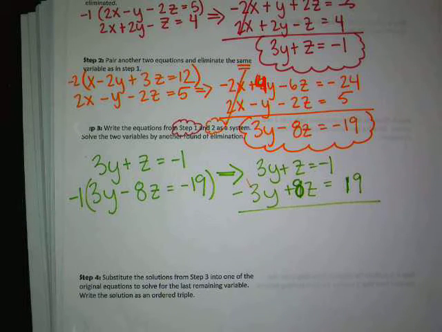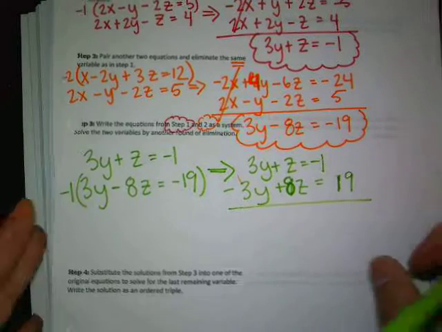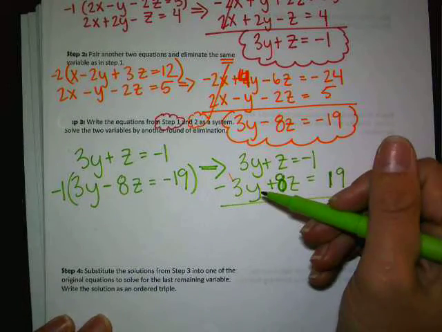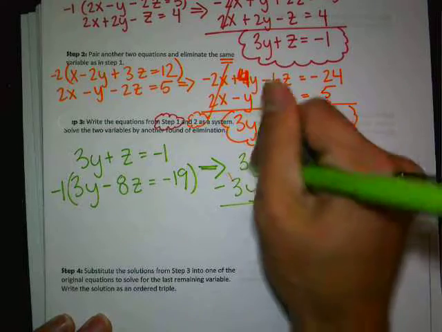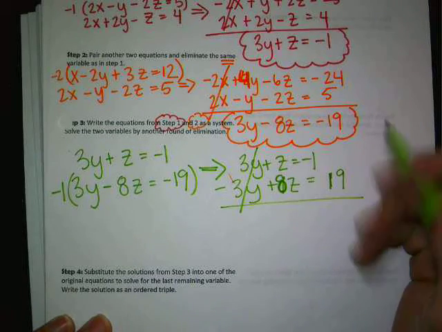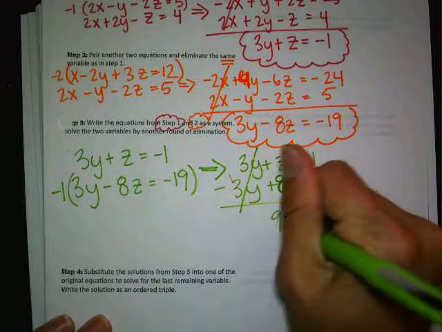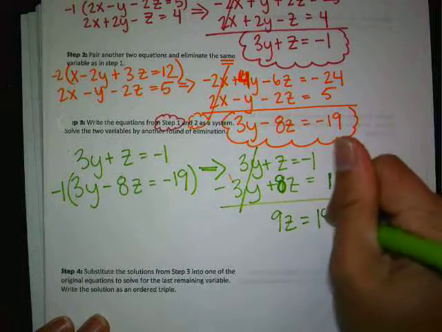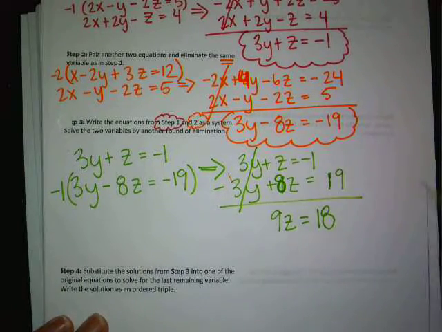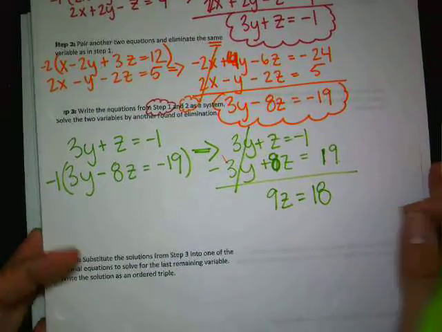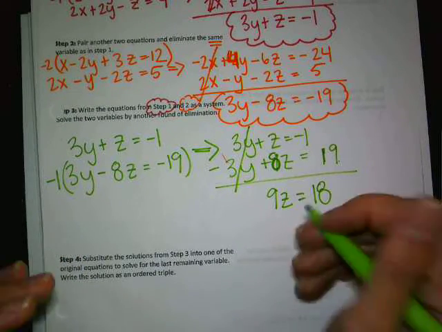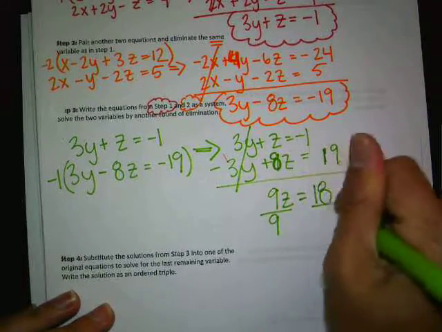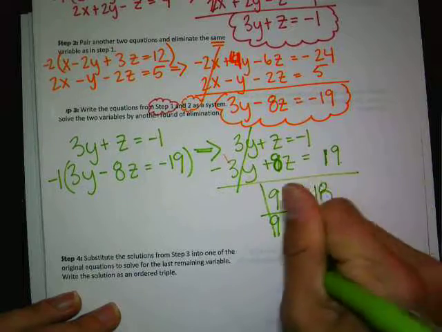Alright, so Jasmine, you want to help me? What happens to the y's? You cancel them out. What's z plus 8z? 9z. And then equals 19 minus 1, which is 18. And then to solve for z, what do we do? Divide by 9. That equals 2.